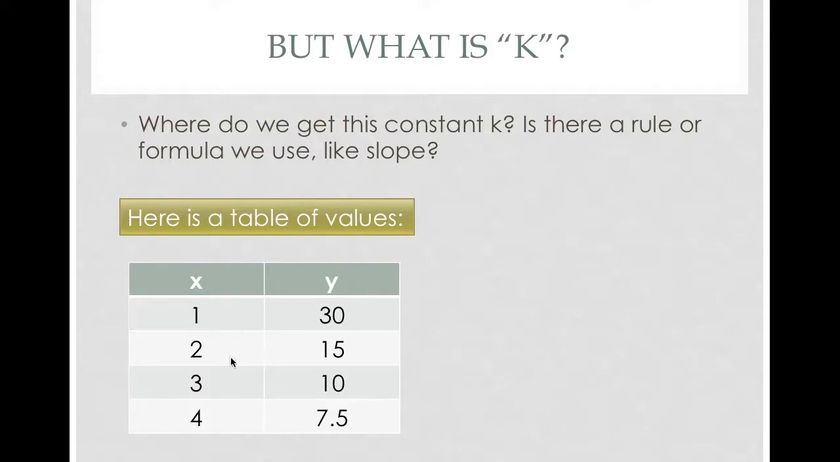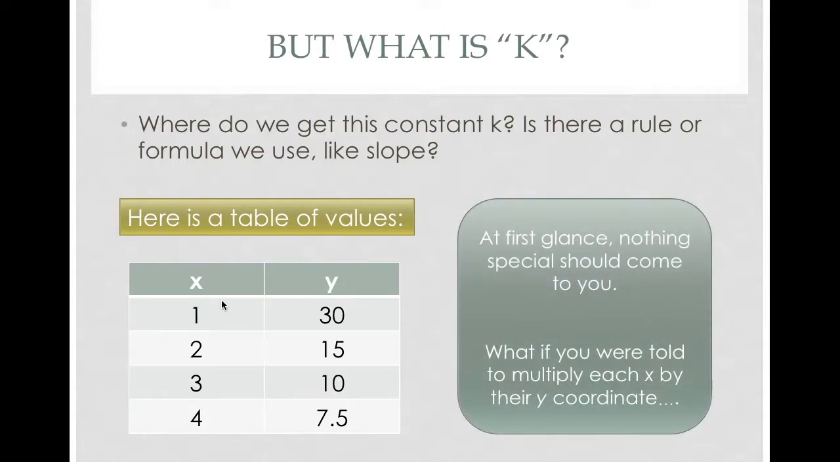Going up 1, 2, 3, 4 on the x-axis, you'll notice that these numbers correspond to the x. This shouldn't really do anything for you. You'd be like, okay, it's a table of values, there's nothing special about it. So I'm going to prompt you and say, what if we multiplied every x by their partnered y? What would you get if you multiplied the coordinates together? This is one coordinate, this is a second one, a third one, and a fourth one. What would happen if we multiplied them together?